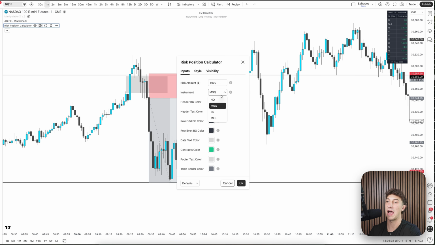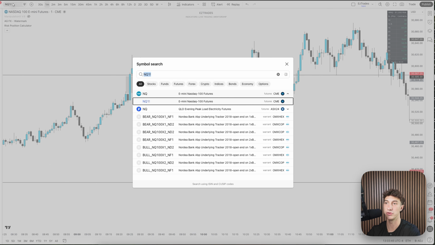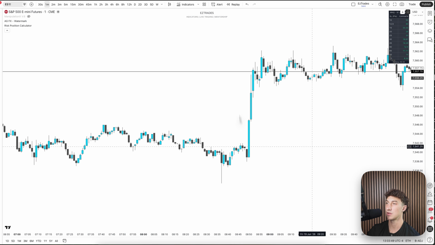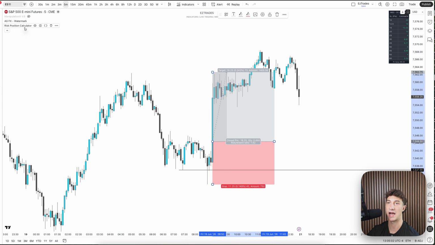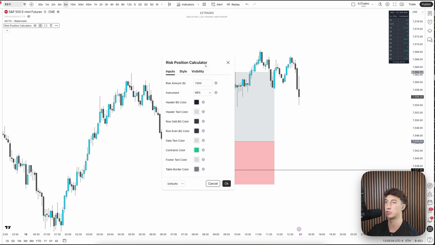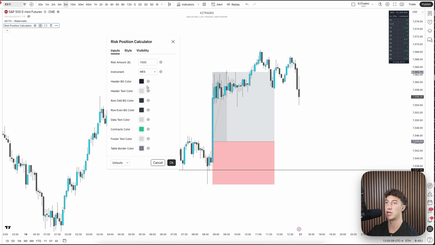Okay, we also have ES. So if you guys trade the S&P 500, when I'm trading NQ, I'll usually watch ES at the same time. So I can do the same thing here. Let's say I have a 10-point stop loss and I want to be risking $1,000 per trade. So I'll set my risk to $1,000, change it to MES, and I come up here to the dashboard, right? My stop loss is going to be around 10 points. So I'm entering with around 20 micro ES contracts on this trade.